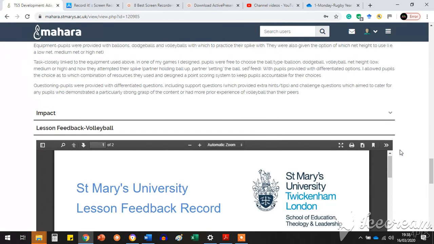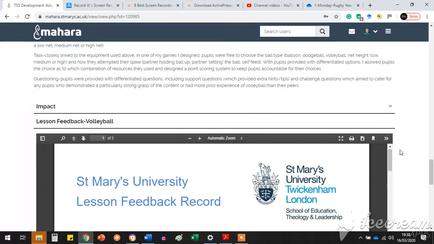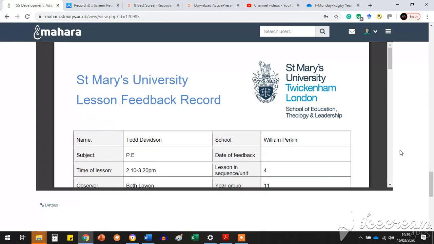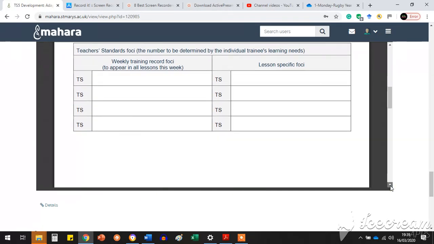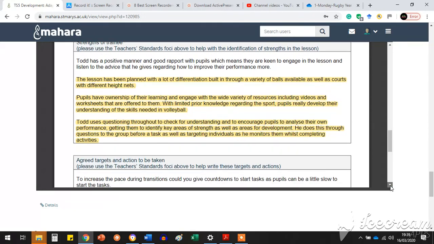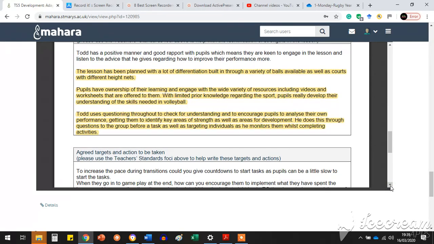learning accessible to them. And finally, I differentiated questions in terms of lower order and higher order, and the amount of hints or tips that I provided either through my teaching or through my resources themselves. This reflected well in terms of my lesson feedback, as the PE teacher observing me, the head of department, felt that I'd planned the differentiation, that by giving pupils the ownership of their learning and the ability to engage in a wide variety of differentiated resources, that with limited prior knowledge, pupils were still able to develop their understanding of the skills needed in volleyball.